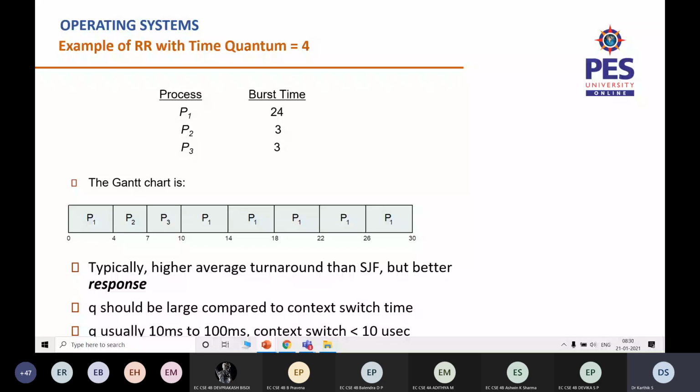Now you try to figure out what is the average waiting time of the processes and what is the average turnaround time. Let us try to calculate the waiting time of every process. So the waiting time for process P1 is basically how much? Can somebody tell me the answer? The waiting time of process P1.